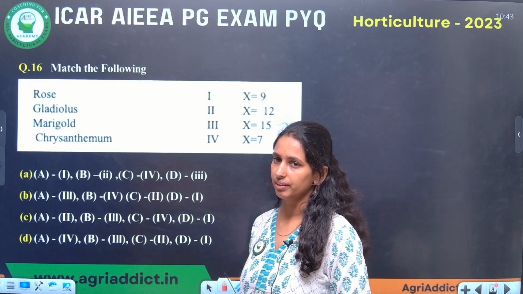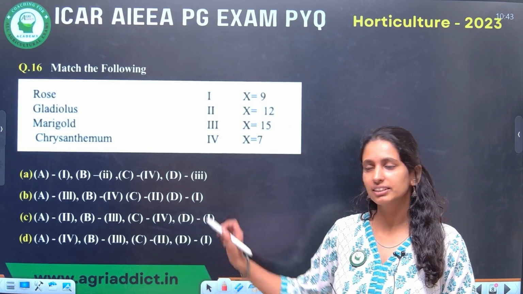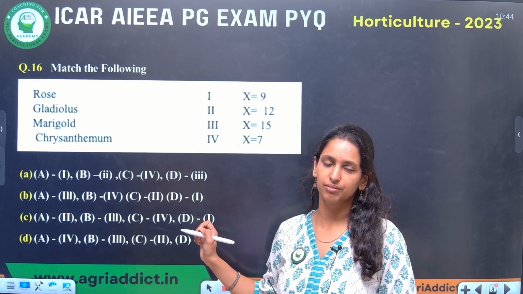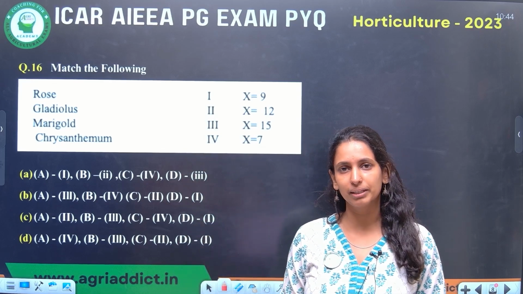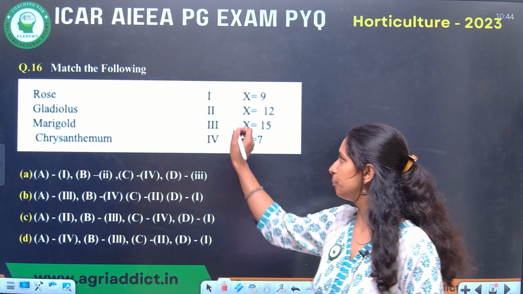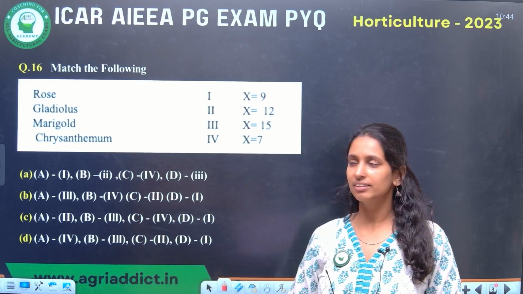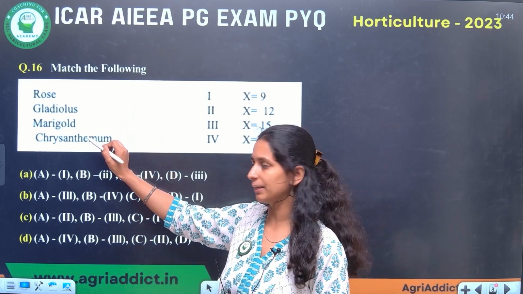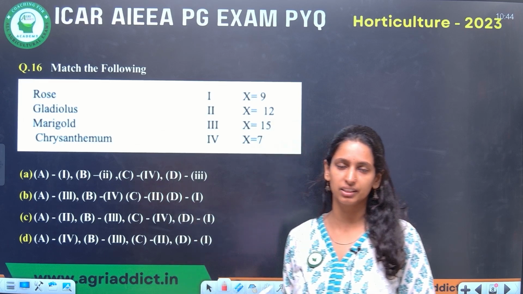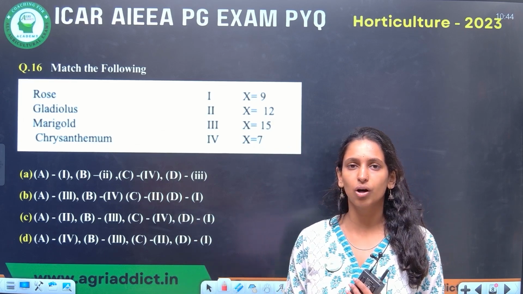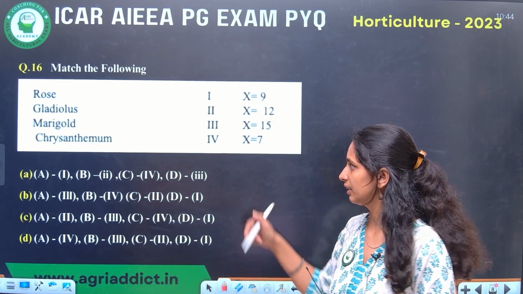Next, match the following. In the last paper also we can see the same type of question they have asked. Frequently they are asking about the chromosome number in the floriculture part, that too the basic chromosome number. So only among 4, 2 will be repeated, at least the 2 they will be asking new. So you better learn all the basic chromosome numbers.